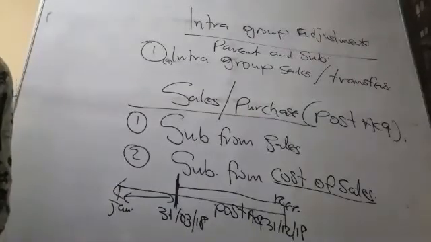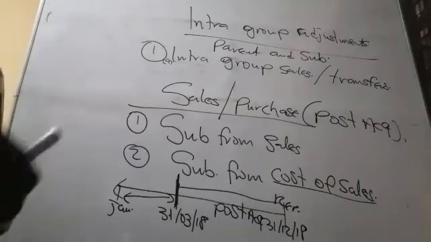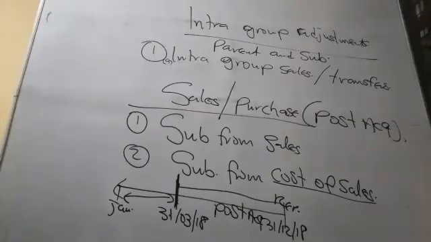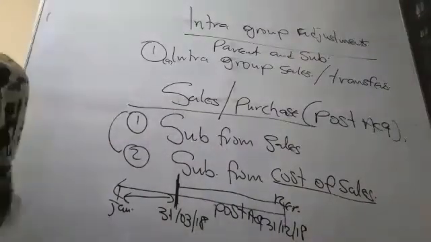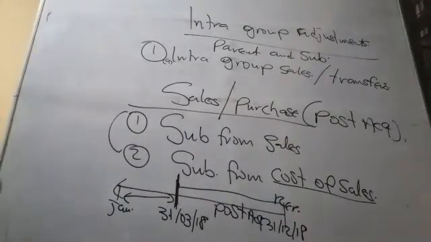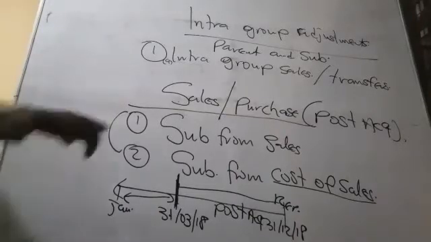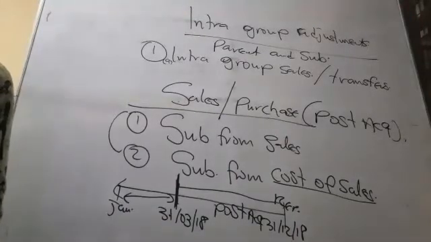Now, anytime there is intra-group sales and there was leftover, it will create what we call unrealized profit. Please, let me repeat. The intra-group sales affect only profit and loss. If you are doing the consolidated P&L, it does not affect the consolidated balance sheet or consolidated financial position because there's no way I can subtract the sales. Good. So we should take note.